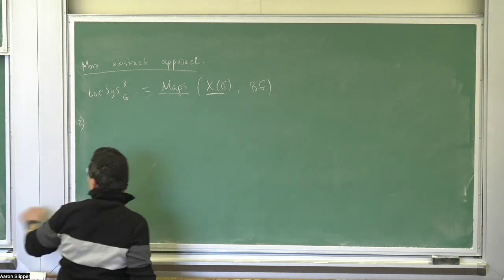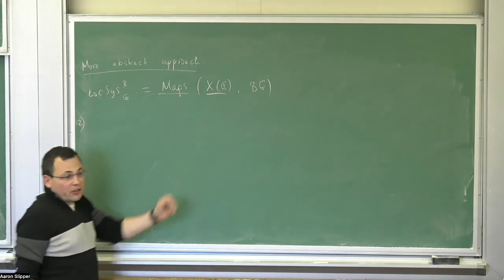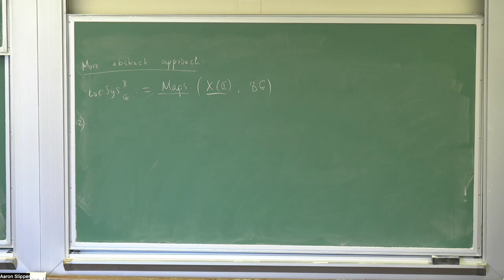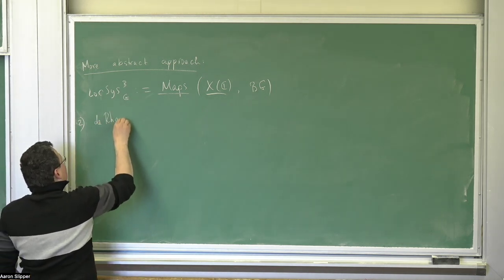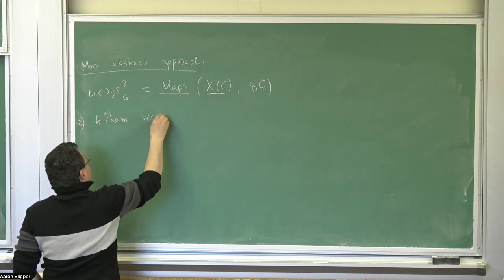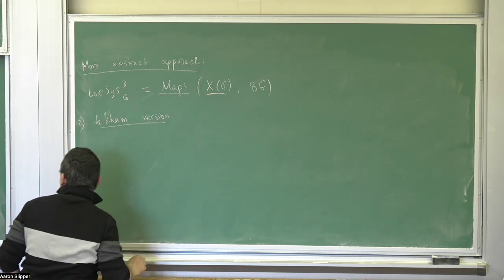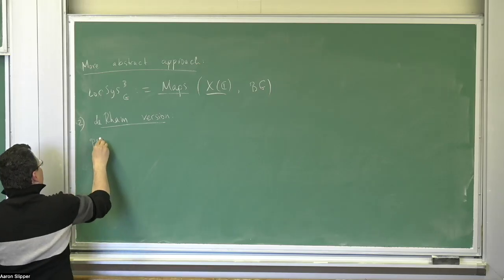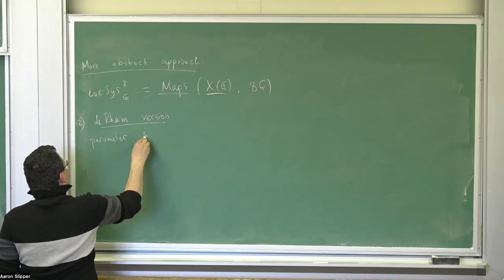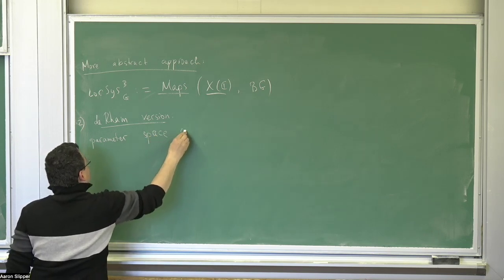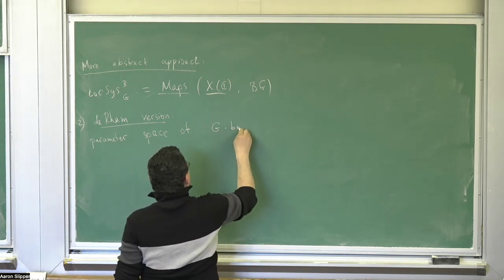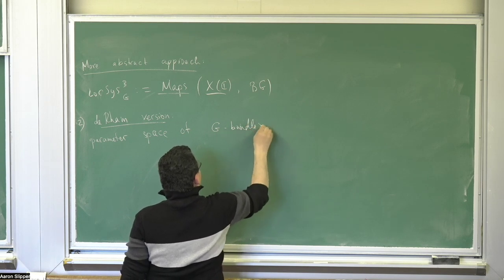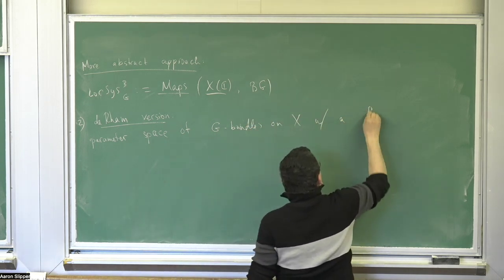One way to see that this is the same thing is by taking some kind of cell decomposition, CW decomposition. This is the kind of thing that works for any homotopy type. So the second is the deRham version, which is more... So this is the parameter space of G-bundles on X with a flat connection.